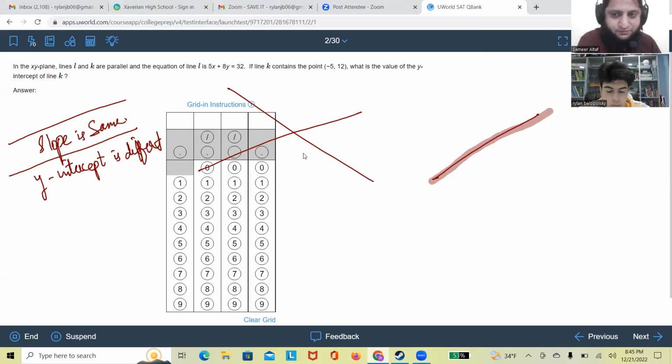Any confusion? Nope. The second case is when you're having 2 lines intersecting at some point, for example, this point. Then definitely they will be intersecting, and it's only possible when you're having different slopes. Then only they can meet at some point.